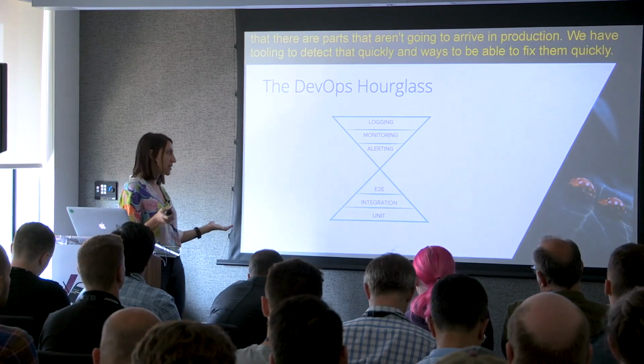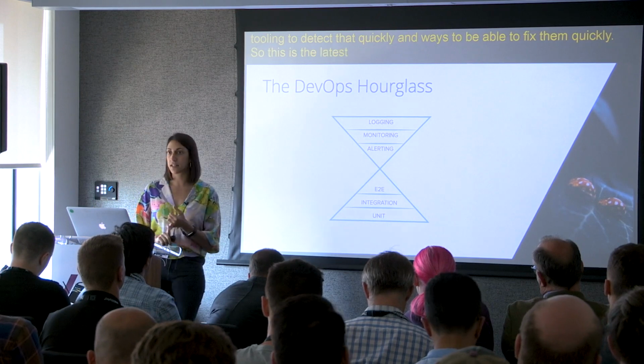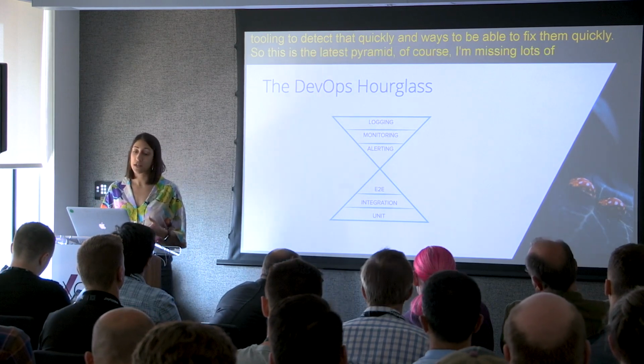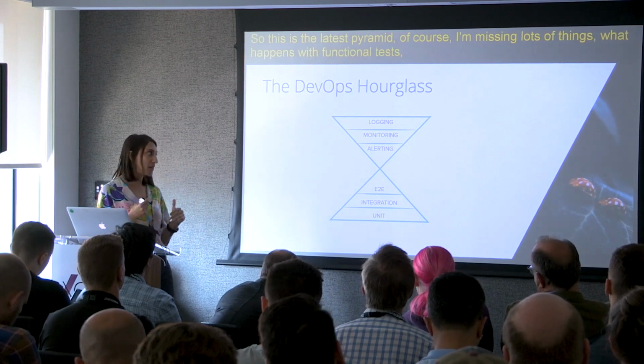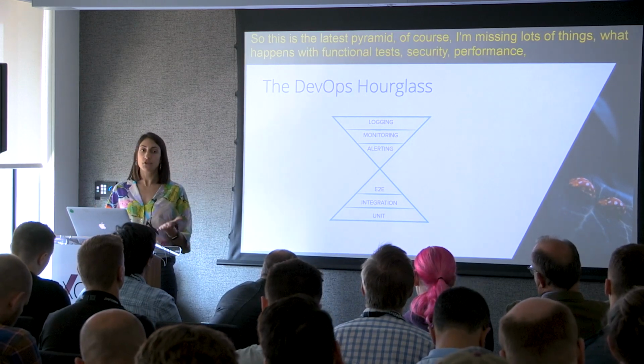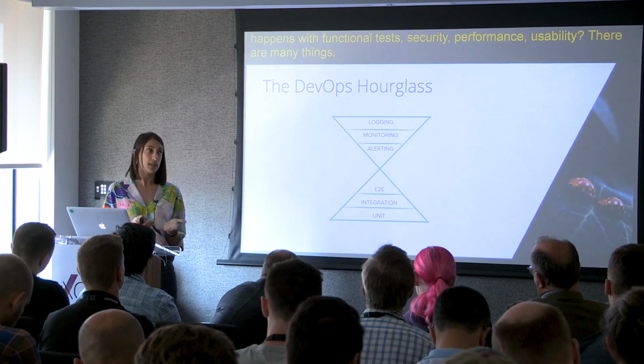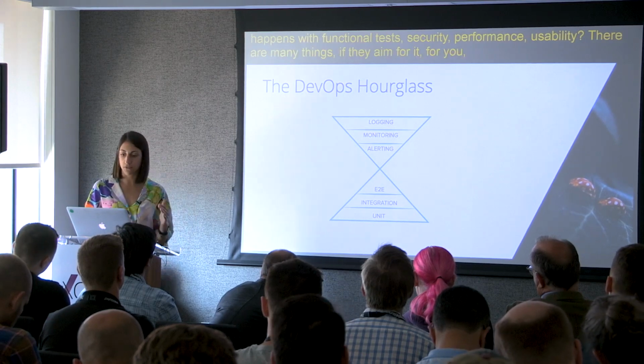Of course, I'm missing lots of things, like what happens with testing against production, what happens with cross-functional tests, security, performance, usability. There are many, many things. If they are important for you, just go ahead and see how you can build that testing pyramid for them.